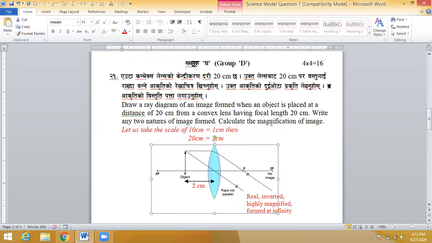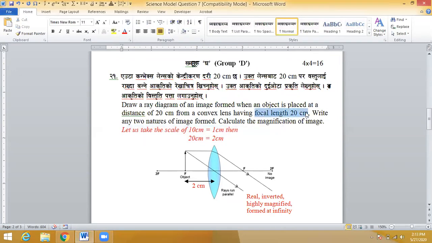After that, now you can see here the focal length is also 20 cm. And the distance of the object is 20 cm. It means that since the focal length and distance of object are both equal, the object lies at the focus. You can see in the picture here. Our focal length is 2 cm, the object is also 2 cm.